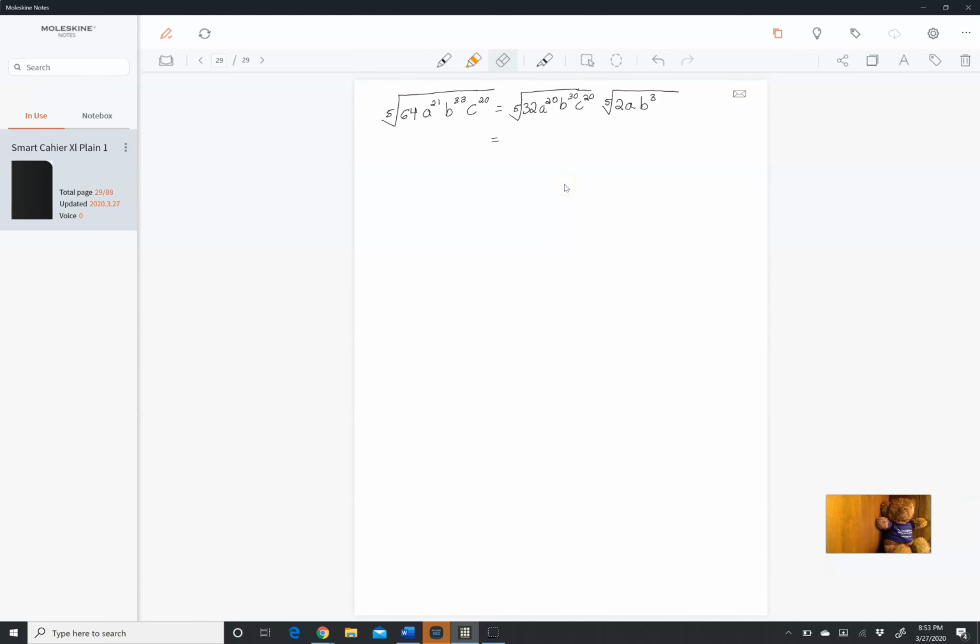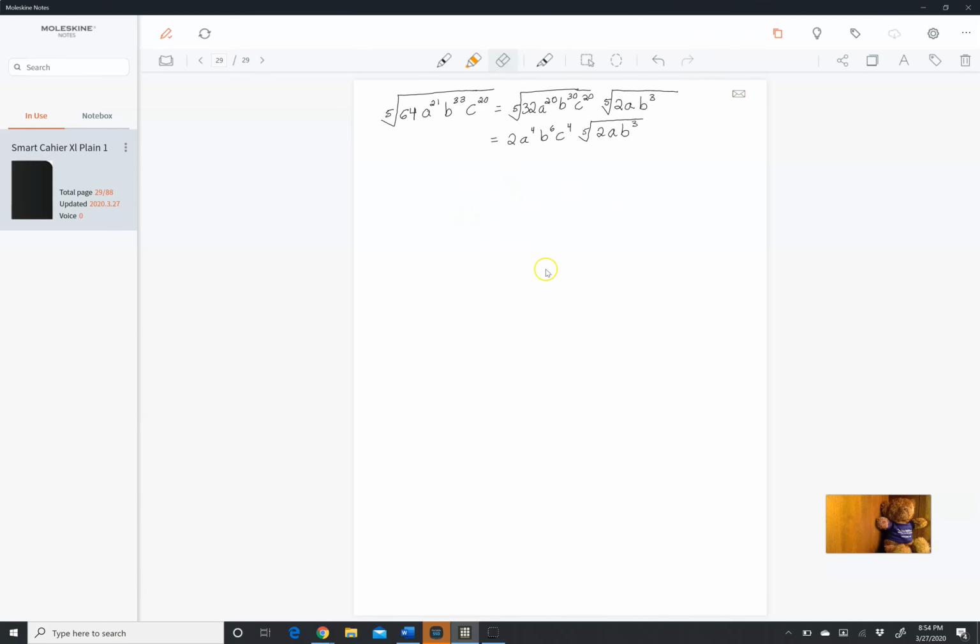So 2 to the 5th is 32. So we're pulling out a 2 from the 32. Notice we're not taking 32 divided by 5, okay? Then we divide 20 by 5. We get a to the 4th. 30 divided by 5. We get b to the 6th. Then 20 divided by 5. We get c to the 4th. And then the rest of it. So notice I'm leaving more of a space here. We have 2a, b cubed.